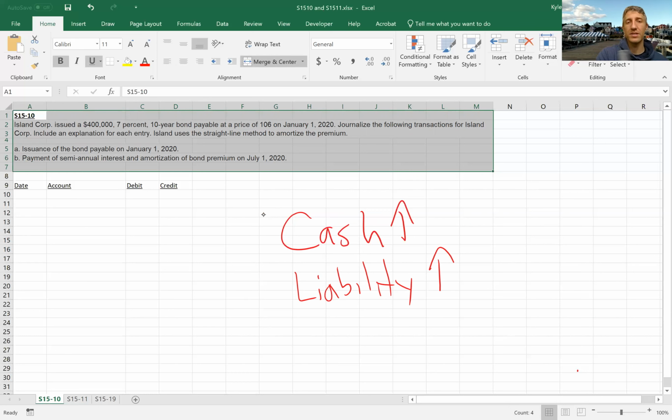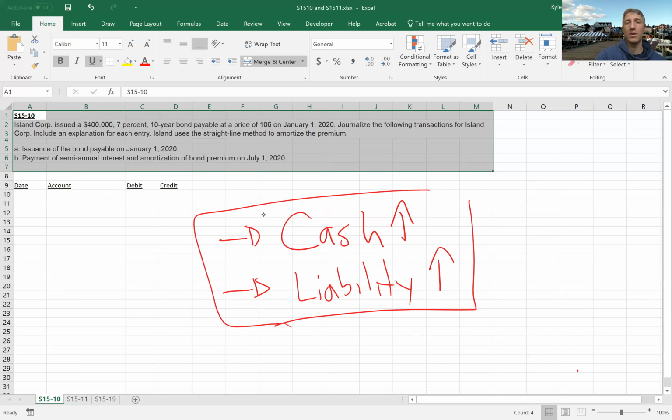So I know cash is going to go up because they physically have more cash. They have to pay that cash back at a time in the future to their lender, so liabilities go up. Now, this is going to be true. These are going to be the only two accounts if the bond was issued at par. In this case, in this problem, we know it's issued at a premium.